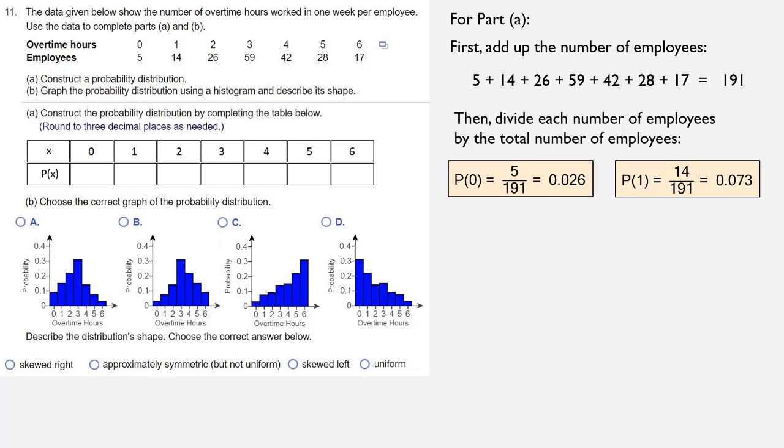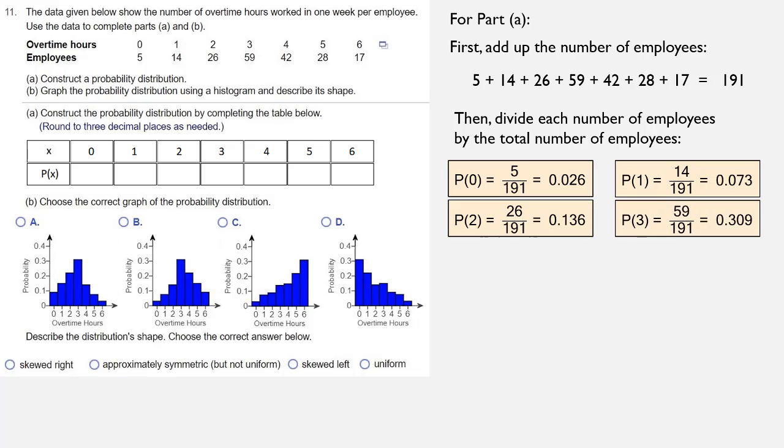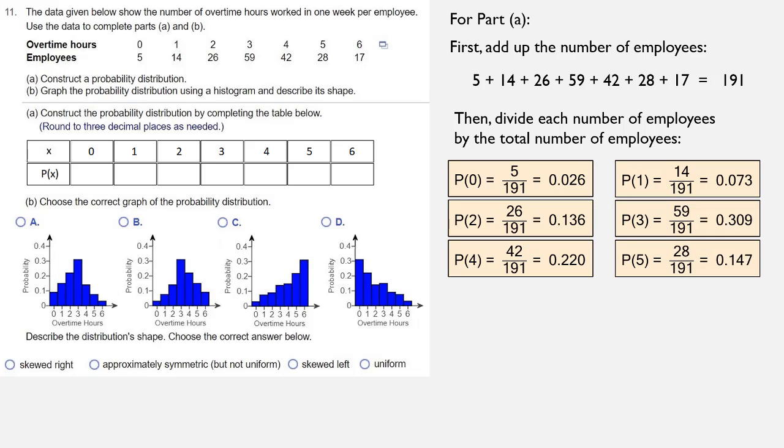With 2 overtime hours, there were 26 employees. 26 divided by 191 is 0.136. Employees having 3 overtime hours numbered 59, so 59 over 191 is 0.309, rounded to 3 decimal places. Employees that had 4 overtime hours, there were 42 of them. 42 divided by 191 is 0.220. Employees that had 5 overtime hours, numbered 28, so we take 28 divided by 191, and that's 0.147.